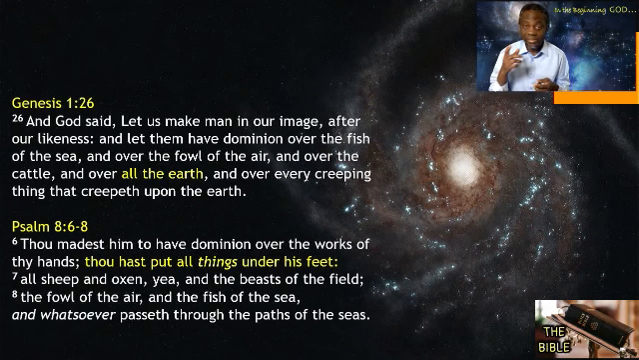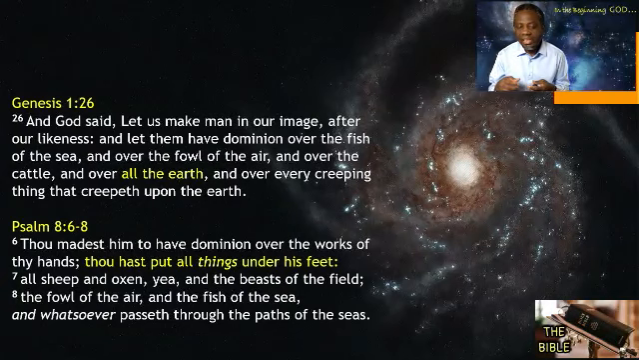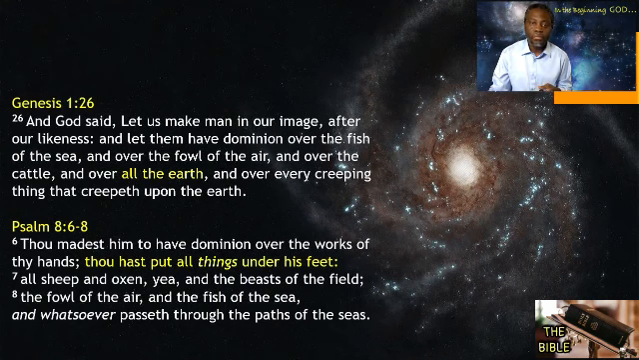Thou madest him, that is man, that is humanity. Thou madest him to have dominion over the works of thy hand. Thou hast put all things under his feet, all sheep and oxen, yea, and the beasts of the field, and the fowl of the air, and the fish of the sea, and whatsoever passeth through the path of the sea.